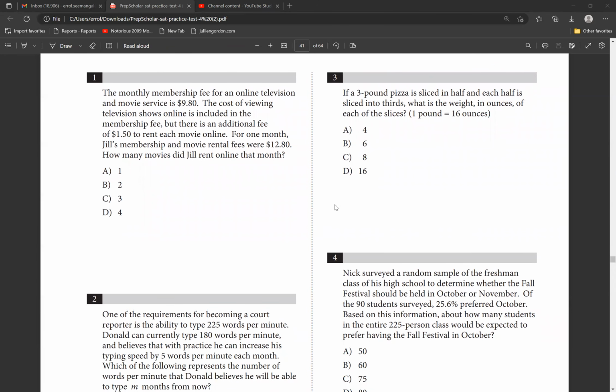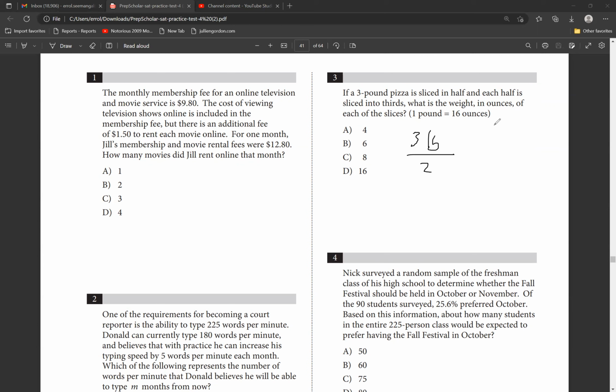If a 3 pound pizza is sliced in half, and each half is sliced into thirds, what is the weight in ounces of each of the slices? 1 pound is 16 ounces. Okay, 3 pound pizza sliced in half. Each half is sliced into thirds. What is the weight in ounces?